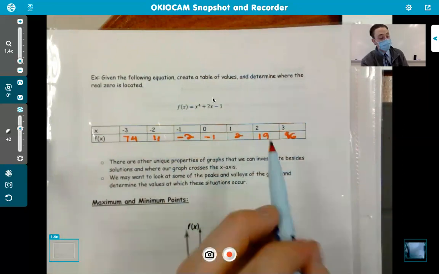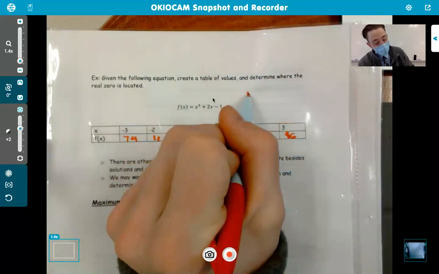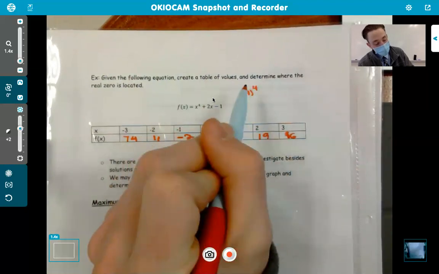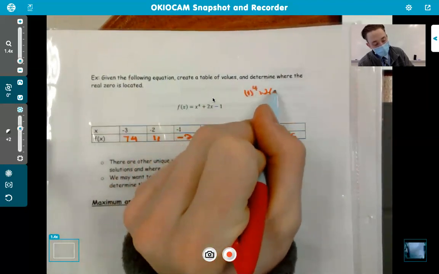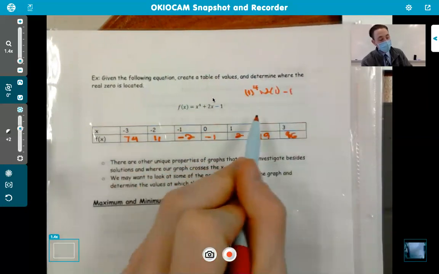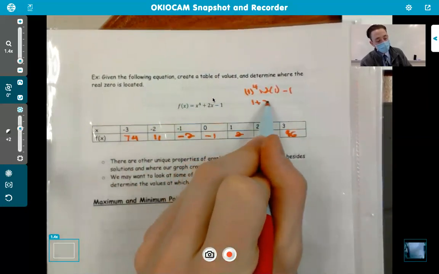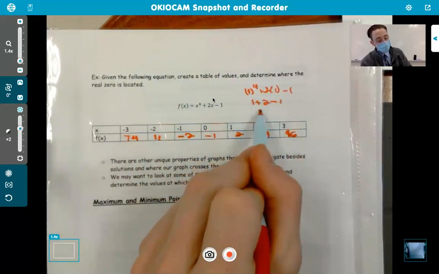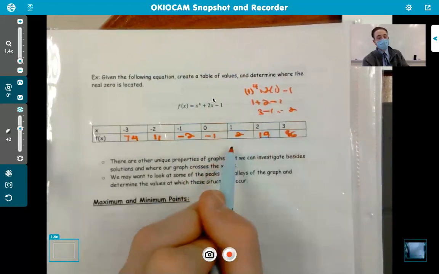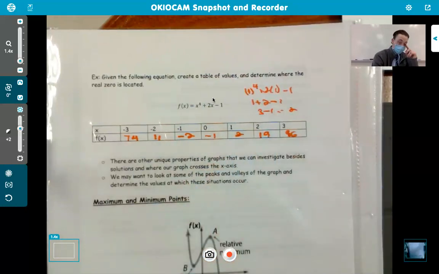Again, just as a very specific example, if I were to plug in 1, I have 1 to the fourth plus 2 times 1 minus 1. Well, that's 1 plus 2 minus 1. So it's 3 minus 1, which equals 2. That's how I get the 2. All right. Like I said, you could do it by hand, or I would suggest doing it by a calculator.